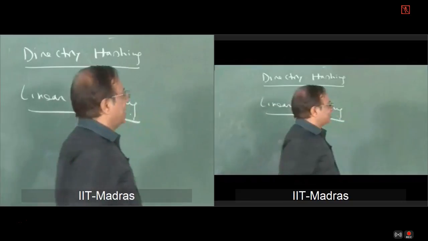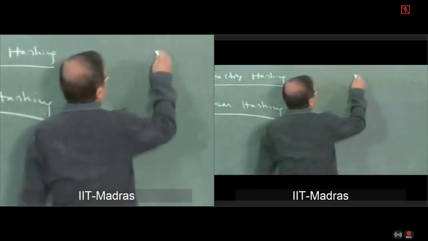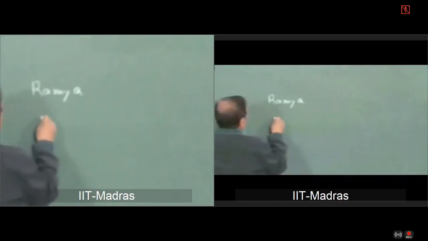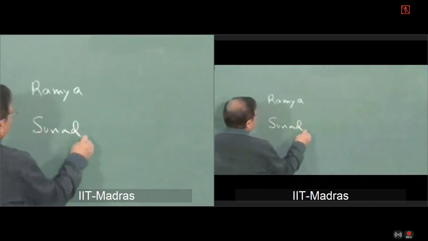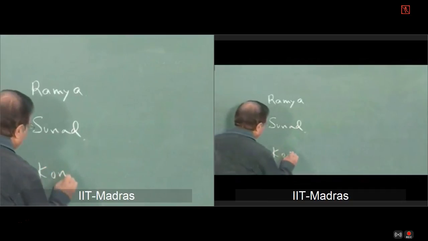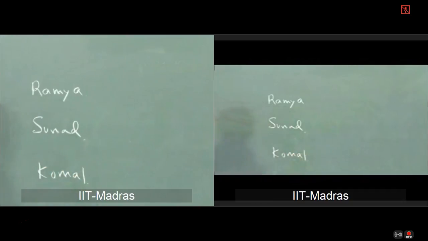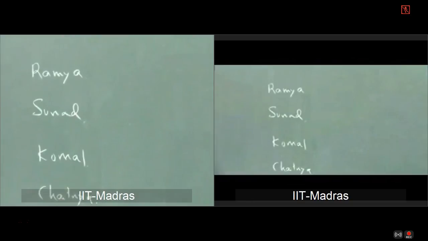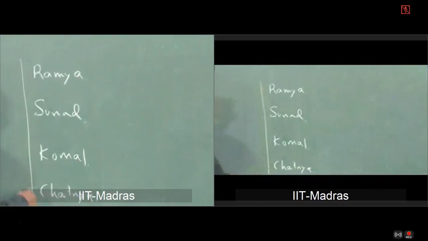Now let us say I have 3 names. Ramya. Sunad, and then Komal, and then I have, let us say, Chaitanya to start with. These are the names that I have to hash.